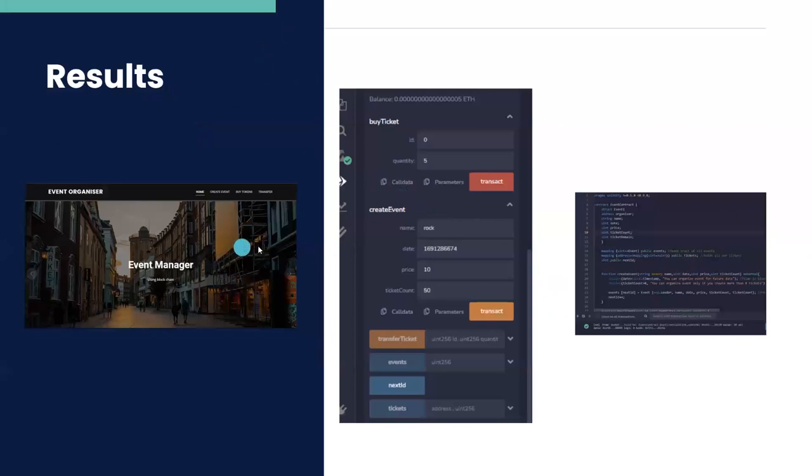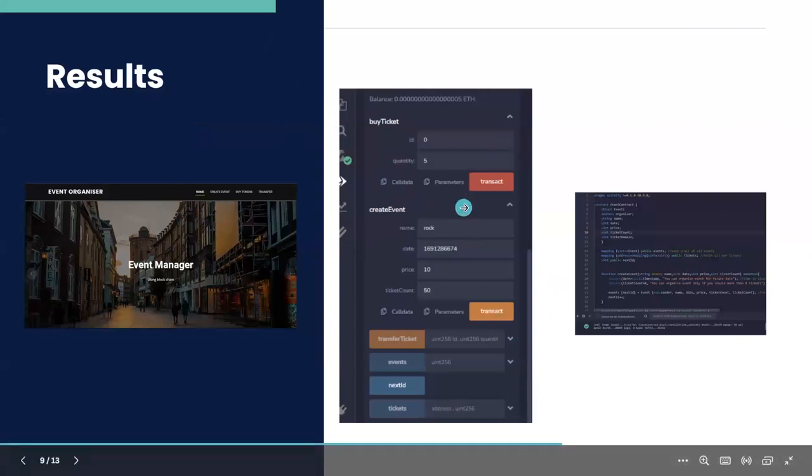Next is the result. So this is how our UI looks. This is the home page of our UI. This is the decentralized app which we have created. This is using Solidity.